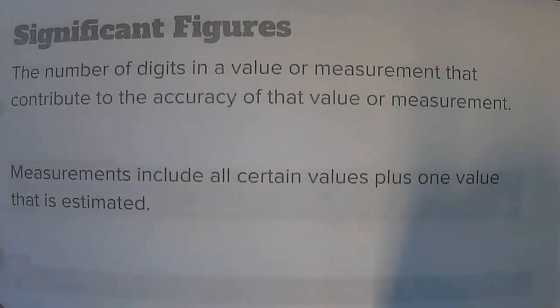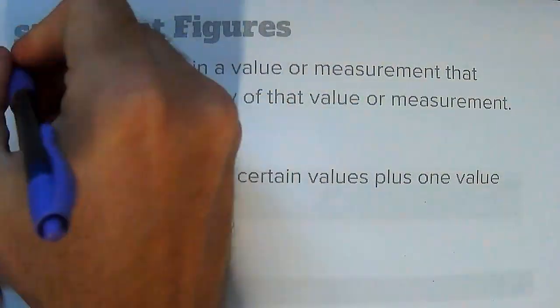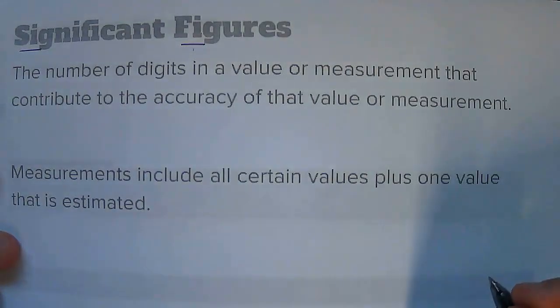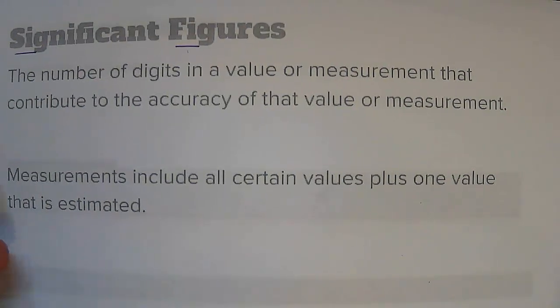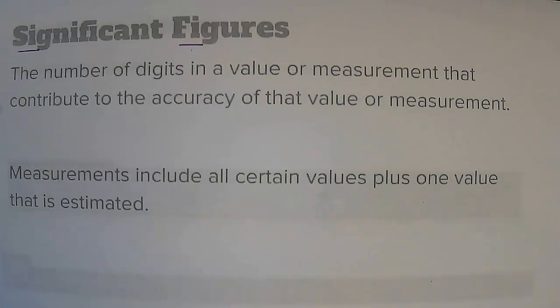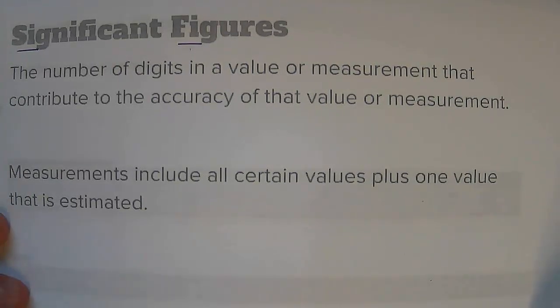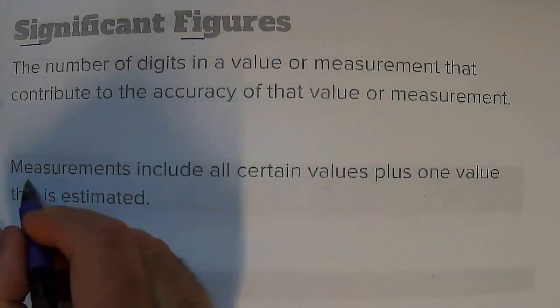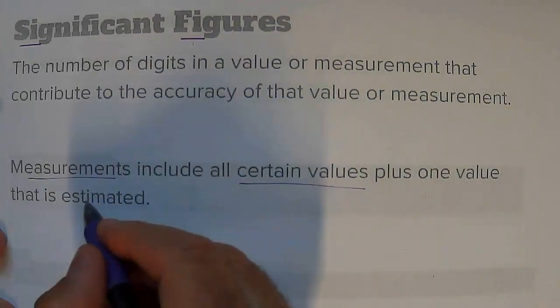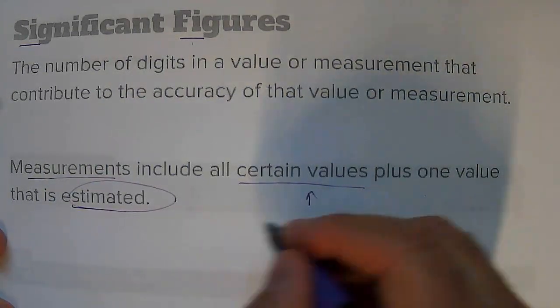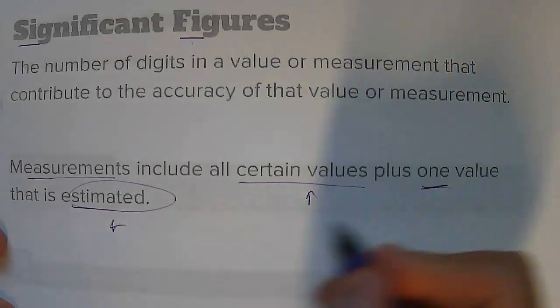A significant figure, or sometimes we abbreviate this sig fig or sig figs, is the number of digits in a measurement, and those digits contribute to how accurate, or close to the actual answer, that measurement is. Anytime you have a measurement, you include all the certain places and then one that's estimated. Certain, and only one estimated.